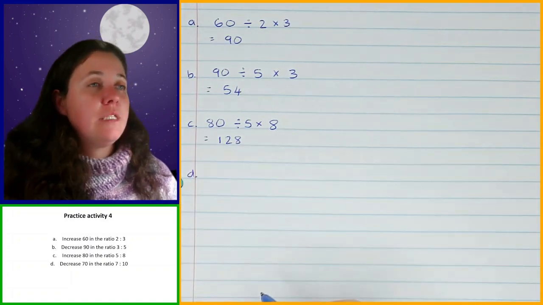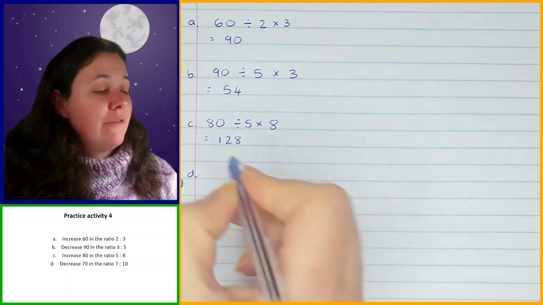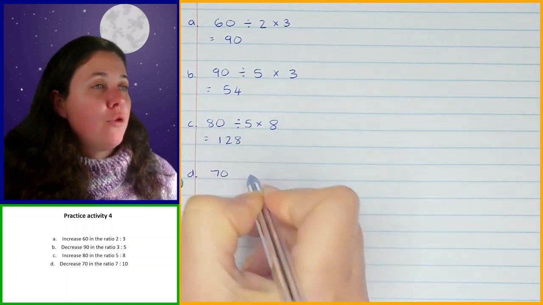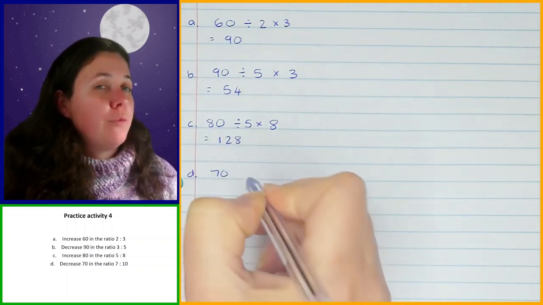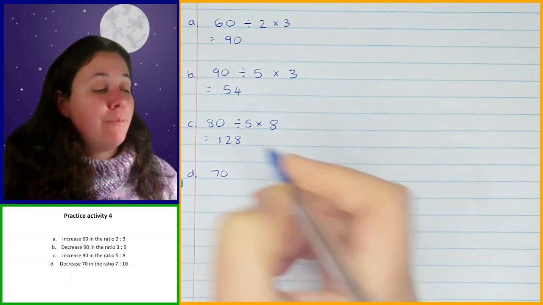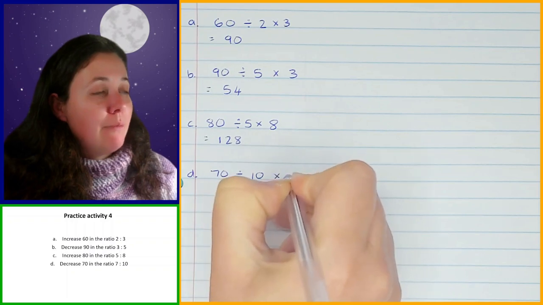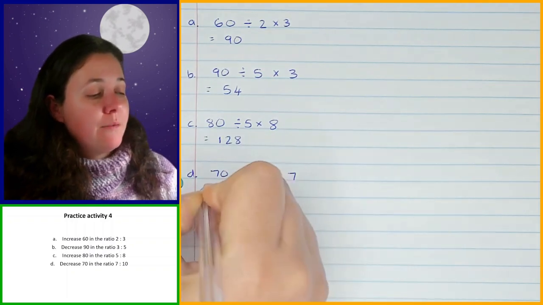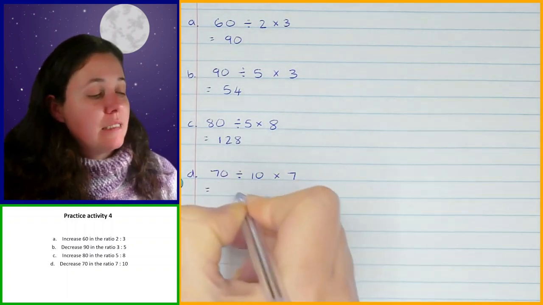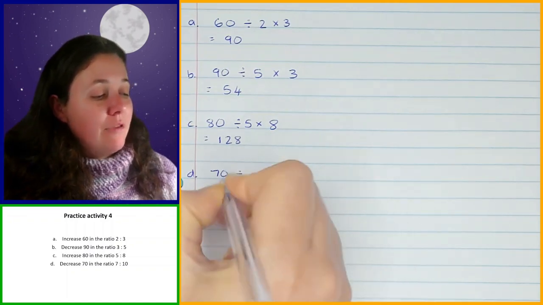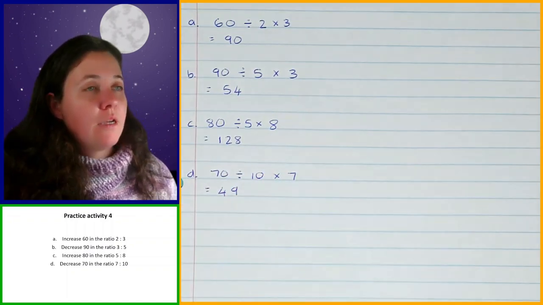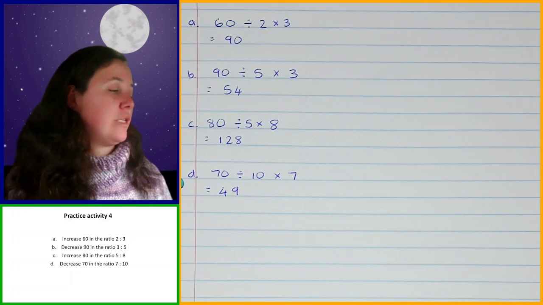Okay, question D, we have got 70, which we need to decrease in the ratio 7 to 10. Because we're decreasing, we're going to divide by the bigger number, so that's dividing by 10, and we're going to multiply by the smaller number, which is 7. So 70 divided by 10 is 7, times 7 is 49. Okay, so that's what you should have got for each of those questions.